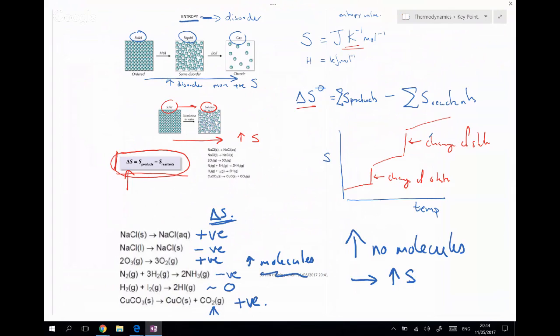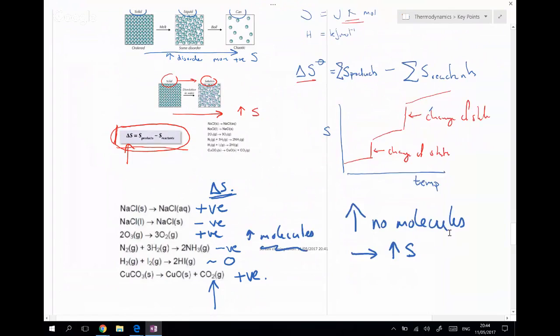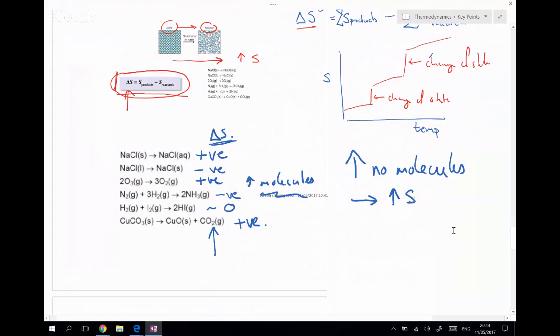We see this particular effect of the increase in the number of molecules on entropy when we look at transition metal chemistry, where we see something known as the chelate effect, which we looked at when we looked at the transition metals. I'm not going to go into the chelate effect in too much detail.